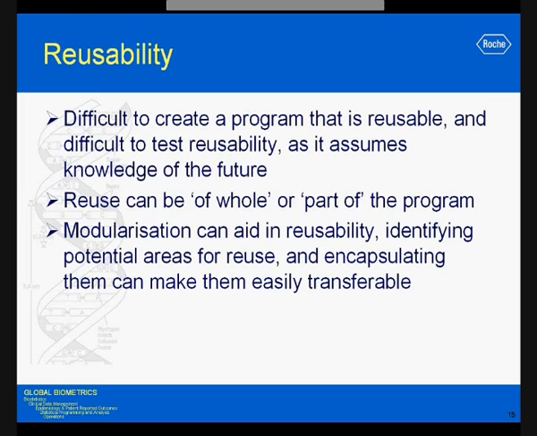Here again, as previously mentioned, modularization can aid in reusability. Identifying potential areas for reuse and encapsulating them, maybe in a macro or just a section of code, can make them easily transferable to new programs.